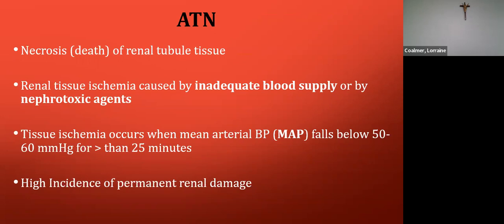And here, your MAP falls below 50 to 60. And do you see it's a little bit lower than what I told you guys is normal? Renal's okay with like a MAP of 65. You might ask a cardiothoracic surgeon, you want a little bit higher. Every physician is different. The problem with acute tubular necrosis is high incidence of permanent renal damage. High incidence. So these are the patients that end up becoming dialysis patients in end stage.